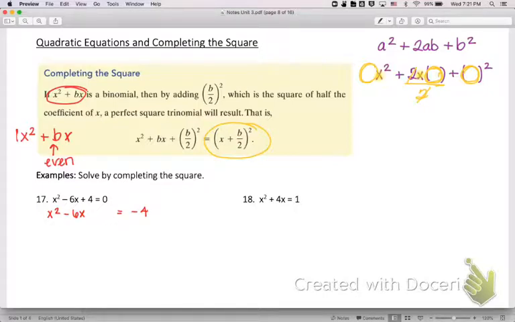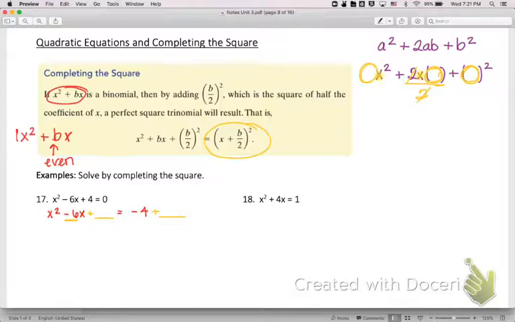Now, what I'm going to do is take half of b and square it, and I'm going to add that right here to make a perfect square. However, if I add something to one side of my equation, I must also add it to the other side of my equation. All right, so now we look at b, which right here is negative 6. Now I'm going to square it, so it doesn't matter whether it's negative or positive. It's going to always come out positive.